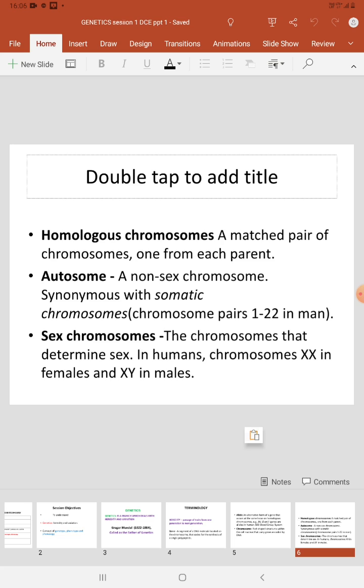Autosome, a non-sex chromosome, synonymous with somatic chromosomes. Man has 23 pairs of chromosomes or 46 chromosomes, and pair number 1 to 22 are autosomal pairs. Then sex chromosomes, these are the chromosomes which are involved in the determination of sex. In humans, chromosomes X and Y are the sex chromosomes. Female has XX chromosomes and male has XY chromosomes.